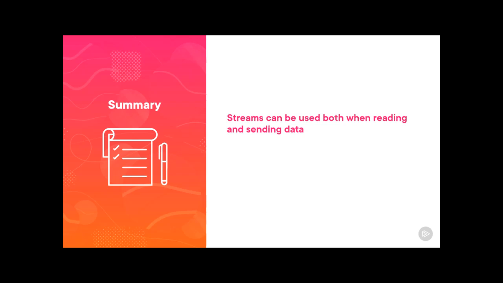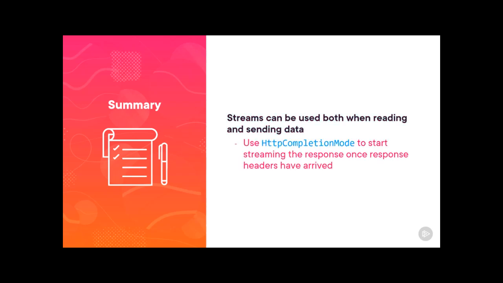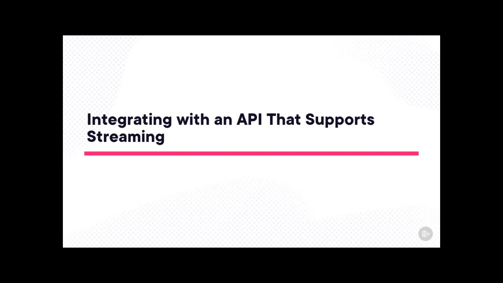To ensure that we can start streaming as fast as possible, we should set HTTP completion mode to response headers read. This allows us to start reading into the stream once the response headers have arrived, instead of waiting for the full response body to have arrived. When we send data, we can use a stream as well. By doing so, the request body content gets created without an in-between string copy of the object we want to send. Up next, we will look into an API endpoint that supports streaming, and we will learn how we can cater for that.